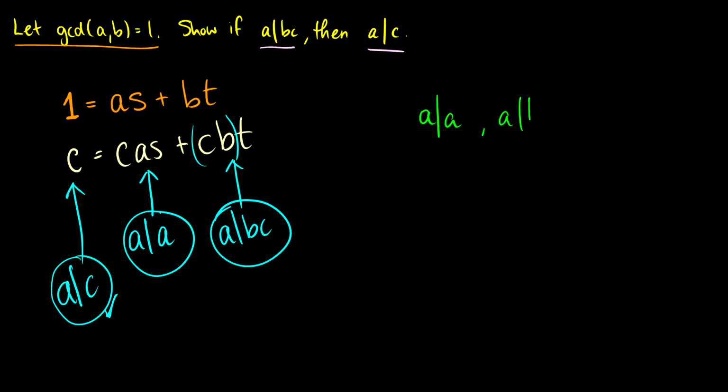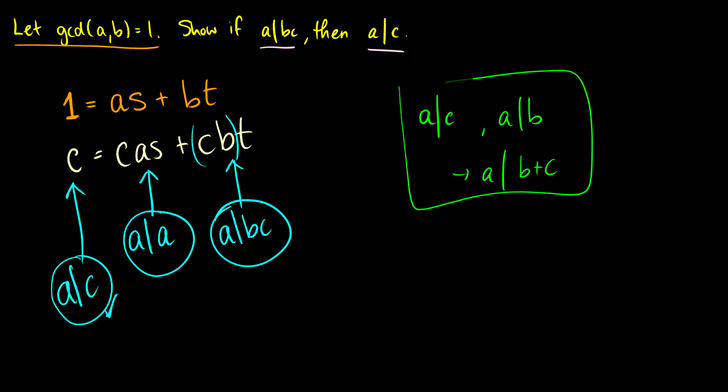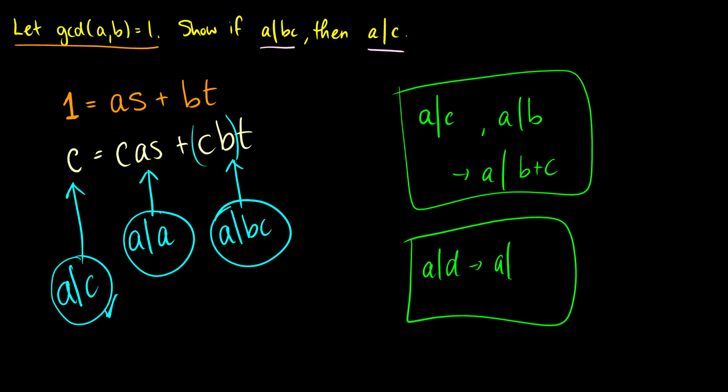So you may remember the theorem that if A divides B, and A divides C, then A is going to divide B plus C. So that's the first theorem we need to use for this. The second theorem is that if A divides D, then A is going to divide Dk for some k. So using these two theorems, we can prove that because A divides the first term and A divides the second term, then A is going to divide the whole term. So if the GCD is equal to 1, if A divides BC, then A is going to divide C.